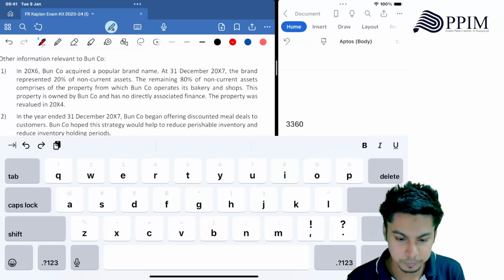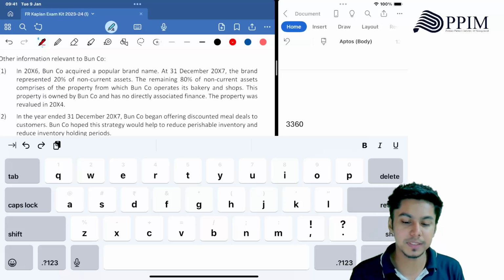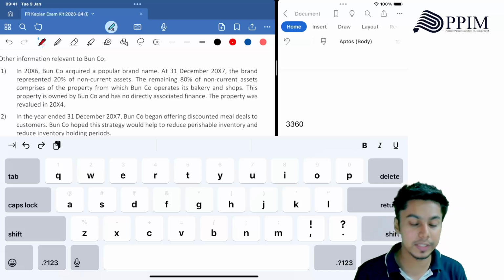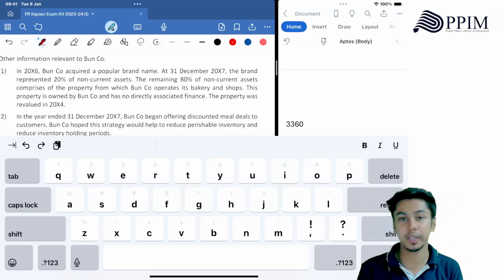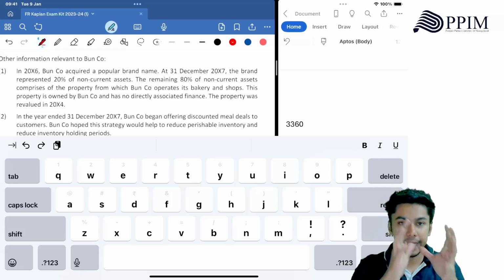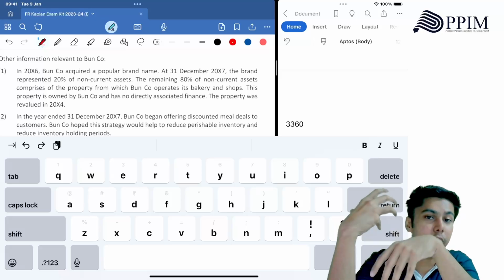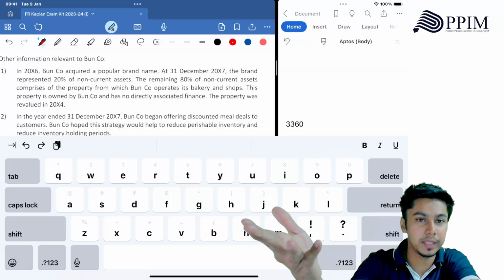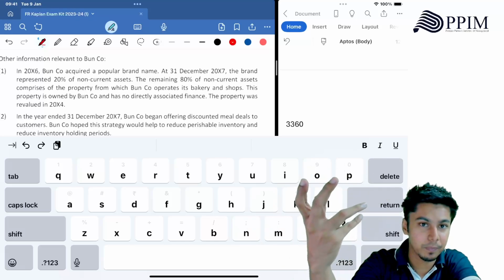Right, continue. The remaining 80% of the non-current assets comprises property which is owned and has no directly associated finance. Okay, guys, now tell me, 80% of the non-current assets we own. It's our own property and we don't have any finance. What does it mean? That means it's not on lease.